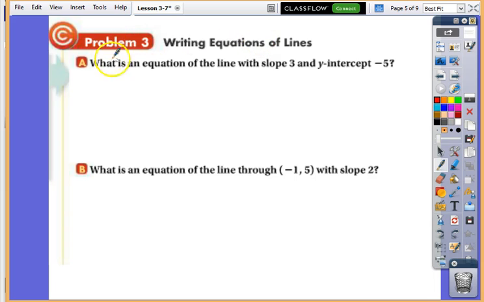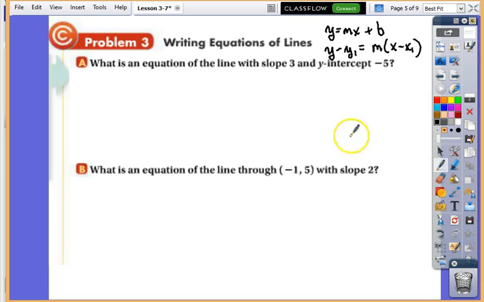All right? So what is the equation of the line with a slope of 3 and a y-intercept of negative 5? So we've got two choices when we're talking about writing equations of lines. We can use either the y = mx + b equation, or we can use the y - y1 = m(x - x1) equation. So in this particular case, which equation do you think we would use for A, Christian? Would we use y = mx + b, having the slope and the intercept, or would we use y - y1 = m(x - x1)?